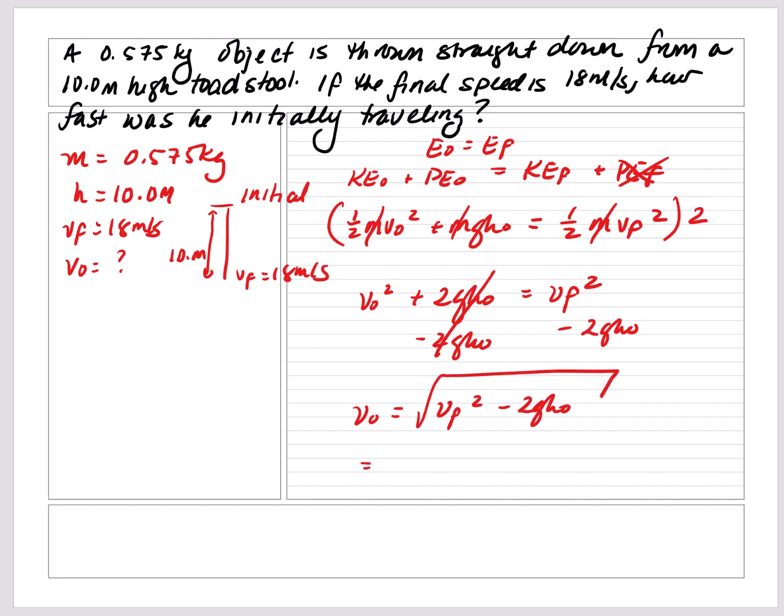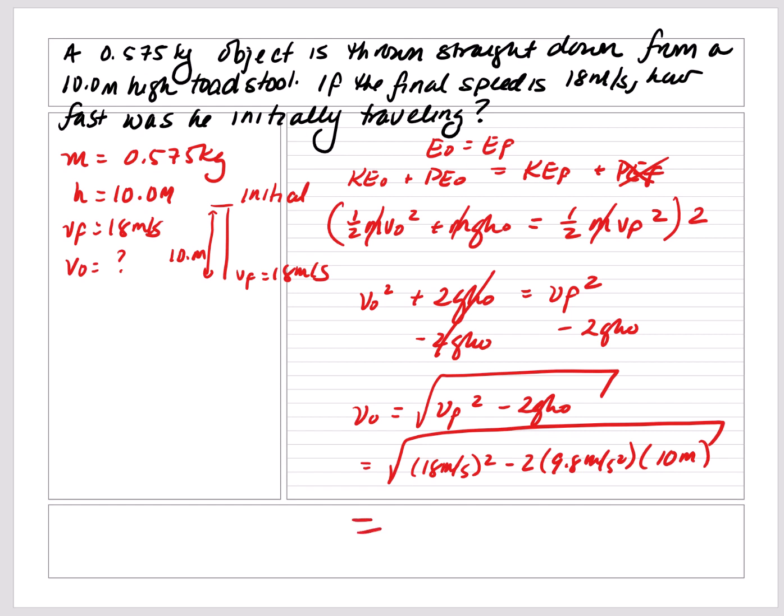So v final squared becomes 18 meters per second squared minus 2 times 9.8 meters per second squared times 10 meters. And then you have to take the square root. You should get 11.31 meters per second.